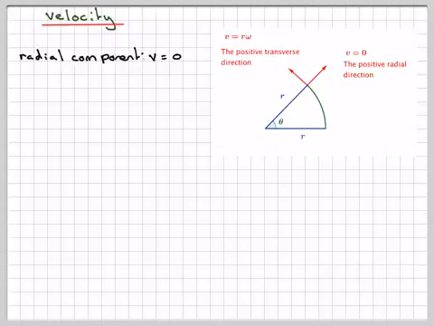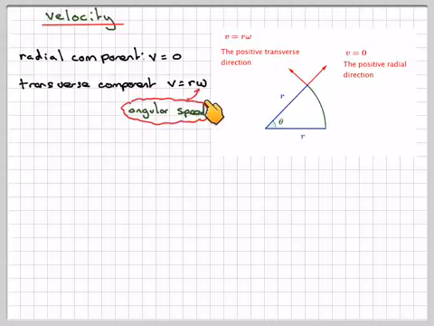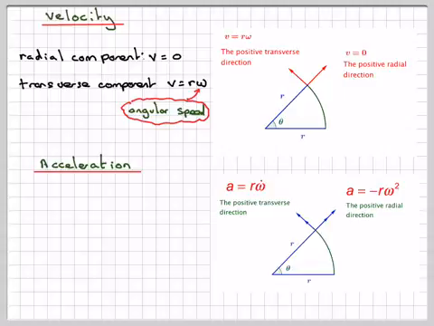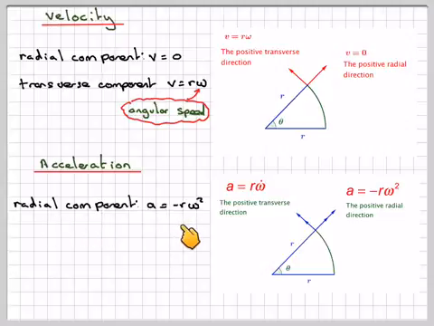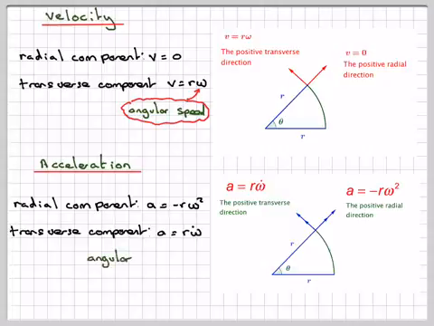So the radial component is equal to 0, i.e. there's no speed going outwards like that, and the transverse component would have to be v is equal to r omega. This is called angular speed. For acceleration, we have something slightly different. The radial component a will be equal to minus r omega squared. Although it's pointing outwards, because it's negative, it's actually acting towards the centre of the circle. And the transverse component will be r omega dot.